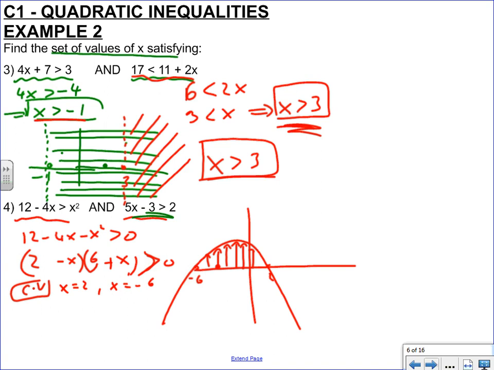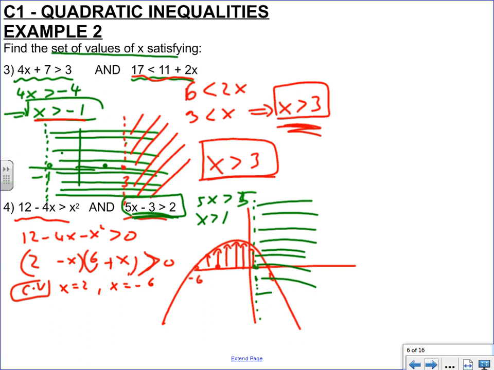But we also have to satisfy this inequality. When 5x minus 3 is greater than 2. So that means 5x is bigger than 5, which means x is bigger than 1. 1 is here, isn't it? So x is bigger than 1, dotted line. And when is x bigger than 1? All this lot, isn't it?